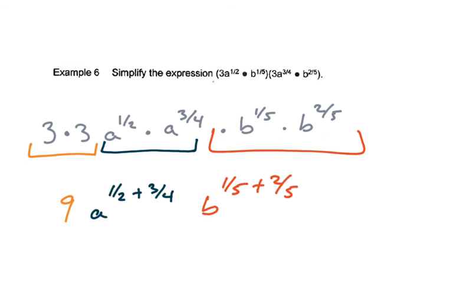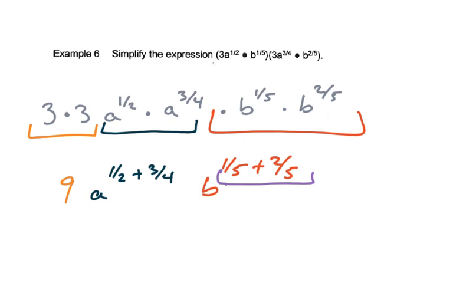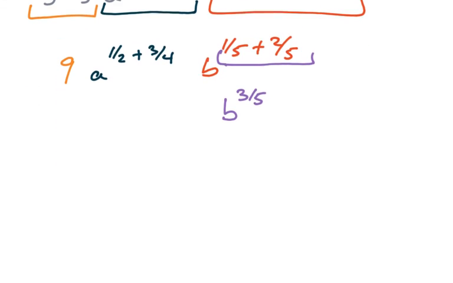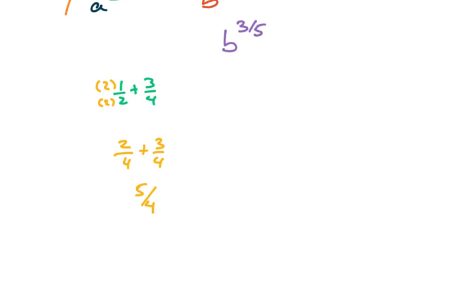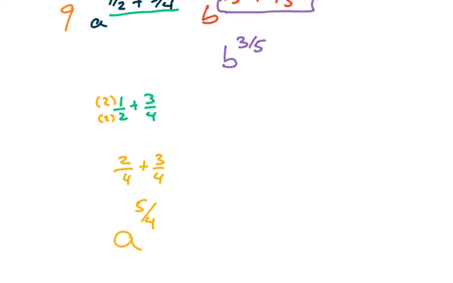Again, if the bases are the same, you can add the exponents together. Okay. Now, the back part's actually really easy. The 1/5 plus 2/5, because the denominators are the same, is just going to be b to the 3/5, right? 1 plus 2 is 3, and then you keep the 5. The interesting part is going to be here. So how do I deal with 1/2 plus 3/4? You have to get a common denominator, which gives me 5/4. So all this becomes a to the 5/4.